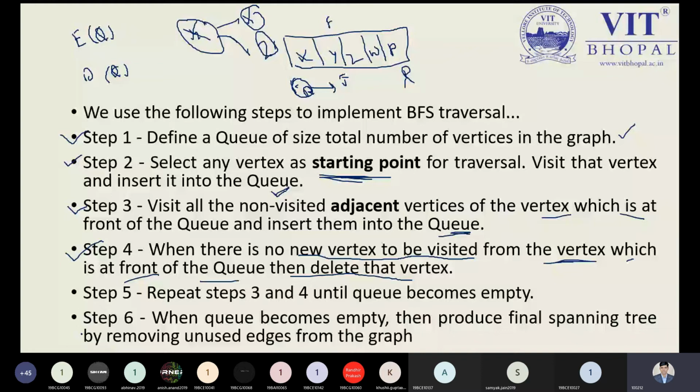Step number 5 says that you can repeat steps 3, 4, 5 until the queue becomes empty. Same thing we have done for the stack data structure in the previous algorithm. Step number 6 says that when the queue becomes empty, produce the final spanning tree as output, by removing the unused edges from the graph, because the edges which are not usable can be removed, and we will find our relevant output in the form of the spanning tree.